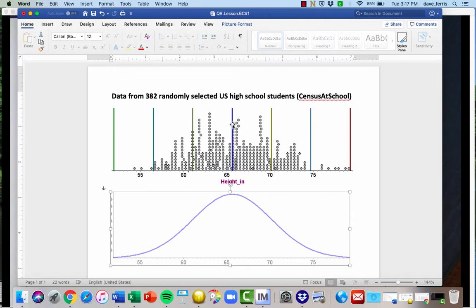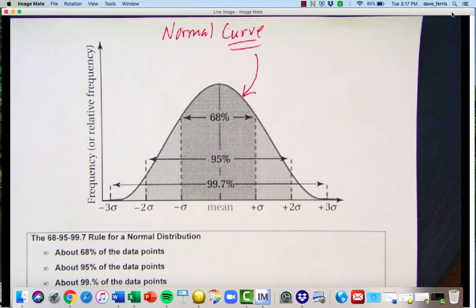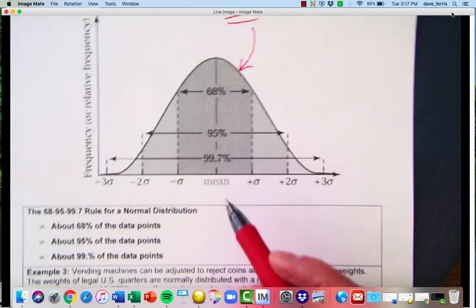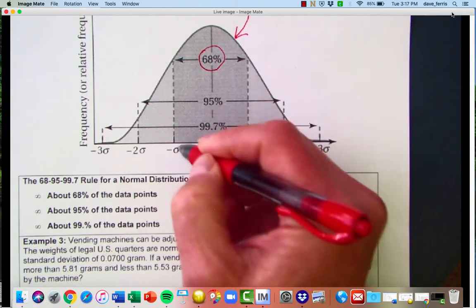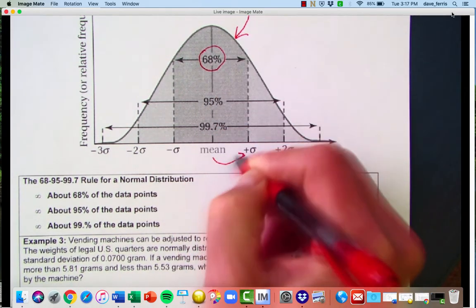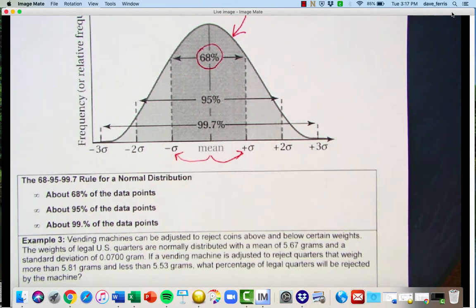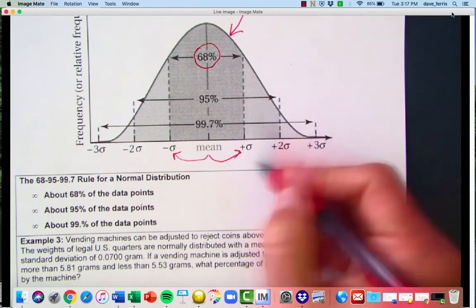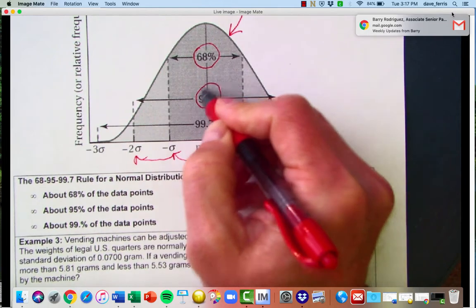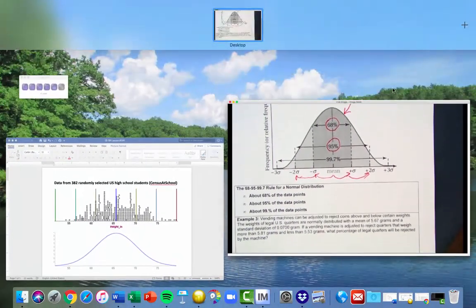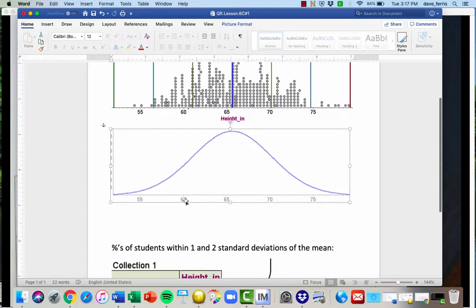For instance, according to your book, you will find that roughly 68% of all data sets that are normal are going to be within one standard deviation of the middle. So if you were able to start in the middle and go out one standard deviation on both sides, you would find that about 68% of the data is going to lie in there. Now, if you go out two standard deviations on both sides, you'll notice that roughly 95% of the data is in there. And if you go back to my data set, I actually told the computer to calculate it.